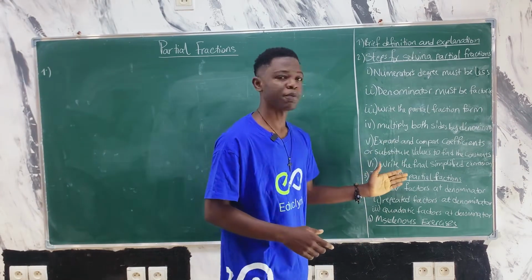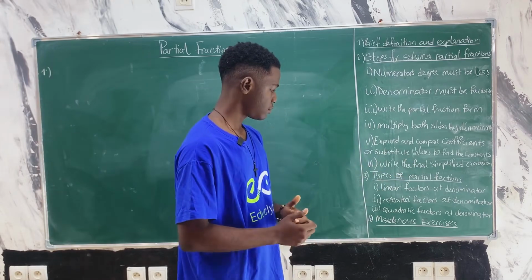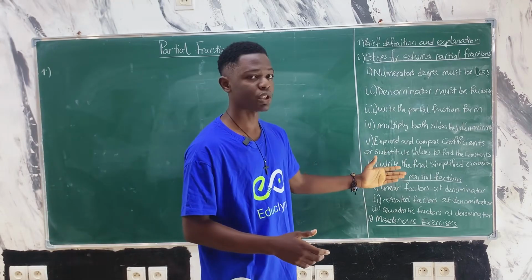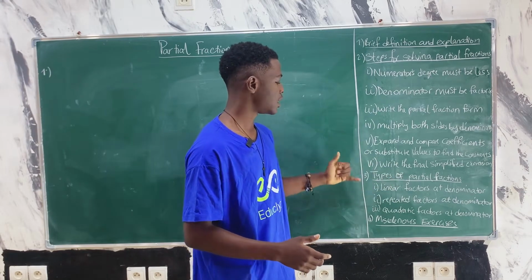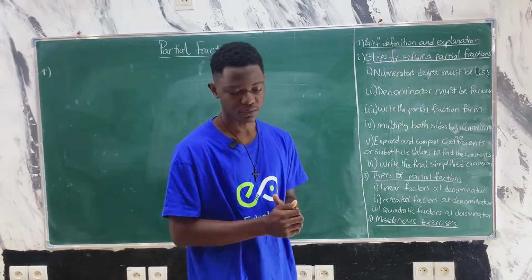Then we see all of the types of partial fractions one by one, which are linear factors at the denominator, then the repeated factors at the denominator, and the quadratic factors at the denominator.